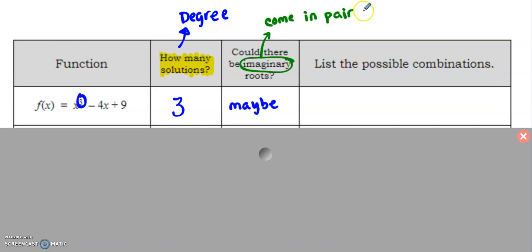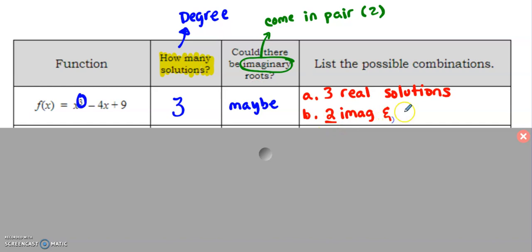And a pair would mean 2. So the possible combinations for this problem that has 3 solutions: Option A, you could have 3 real solutions because the degree is 3. Option B is that you could have 2 imaginary because it has to come in pairs. So if 2 of them are imaginary and you have to have a total of 3, then that would mean you'd have 1 real. Okay?